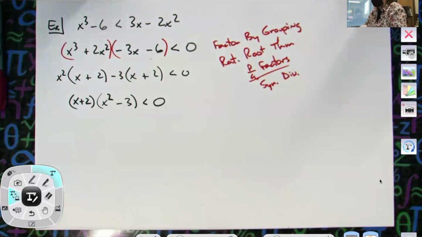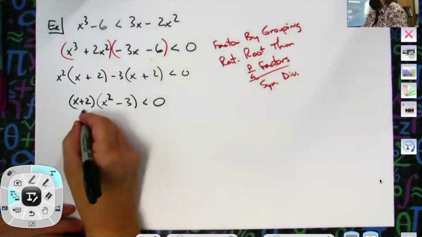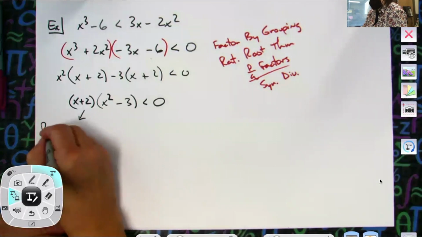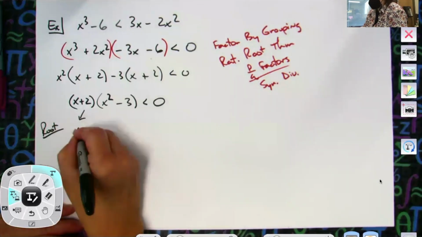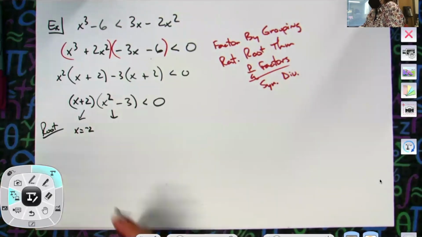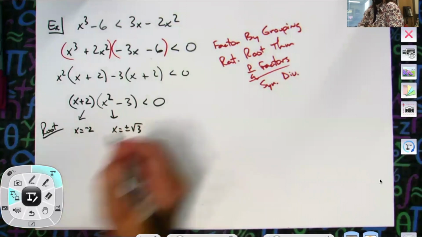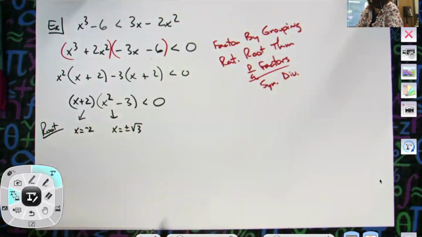All right, again, set these things equal to 0 because this is the zero product principle. So I'm going to have a root here of x equals negative 2. Let's see, add 3 to both sides, take the square root, plus or minus square root of 3. And I'm hoping that you can set something like that equal to 0 and do that in your head.